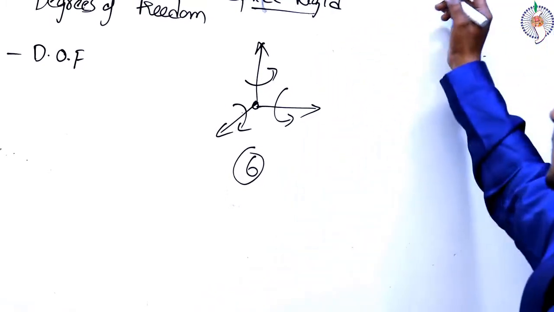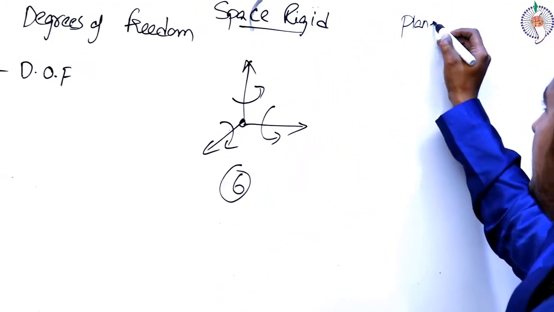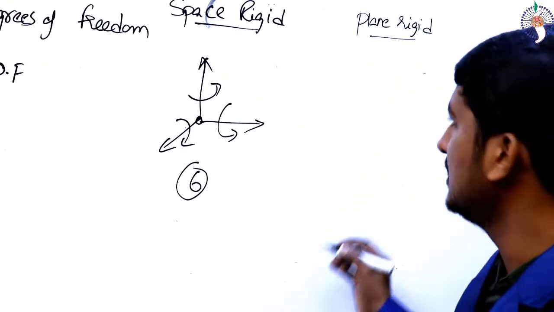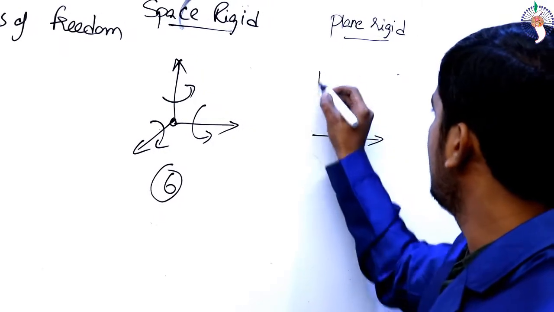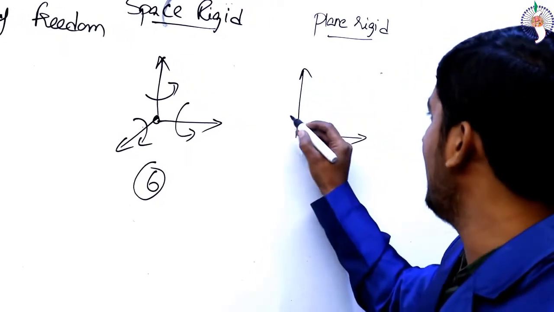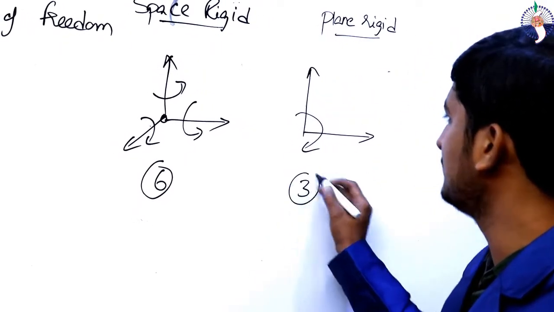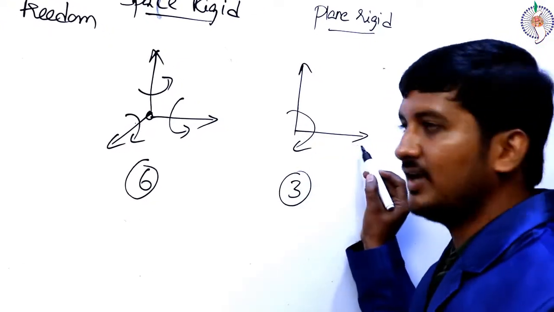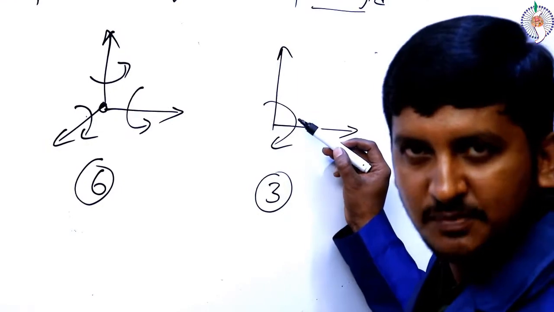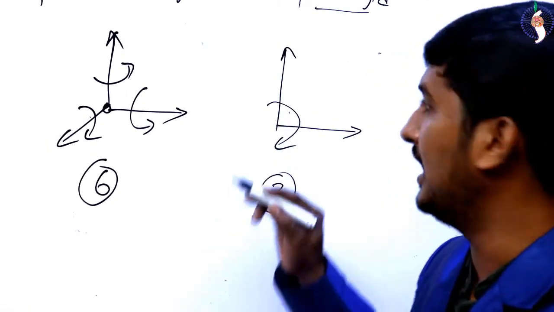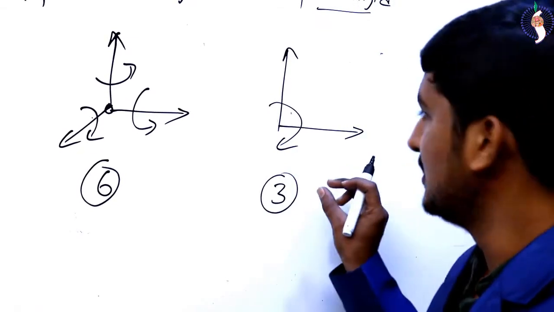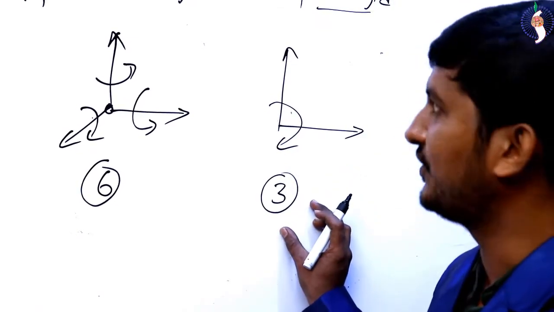Okay, students, coming to a plane rigid joint. Plane means in 2 dimension. In 2 dimension, a rigid joint will have 3 degrees of freedom. See this in figure. You might be observing in X direction, Y direction displacements and in Z direction, in this plane, XY plane, rotation. Right? So there will be 3 degrees of freedom.